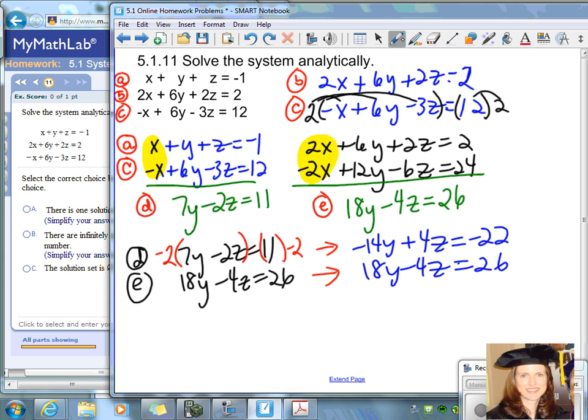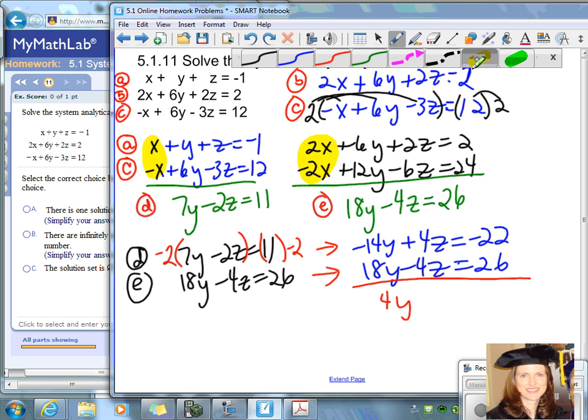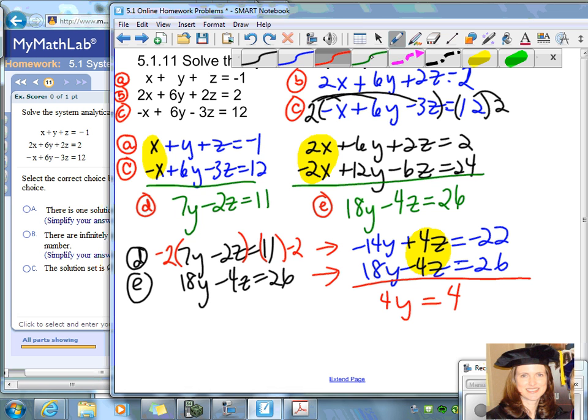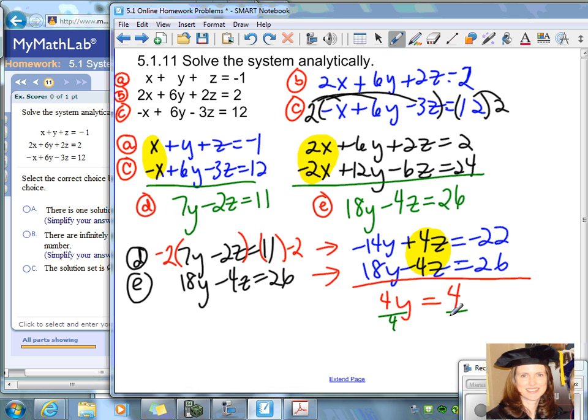Now I can add these equations together and get -14y plus 18y is 4y. The z's are opposites, so they're going to cancel out. And then the -22 plus 26 is 4. When we divide both sides by 4, we get y equals 1.